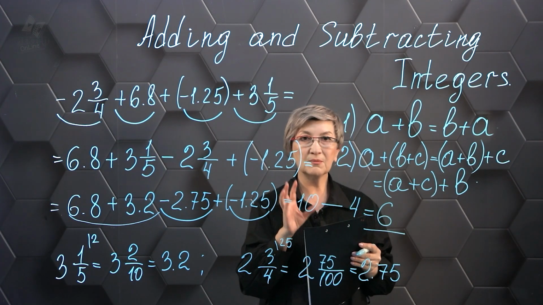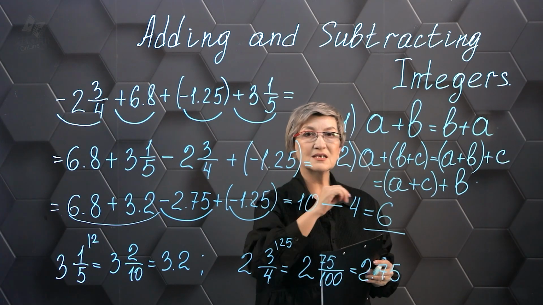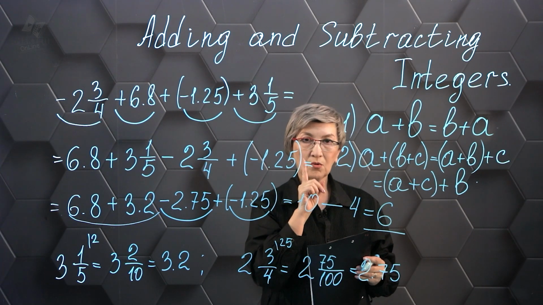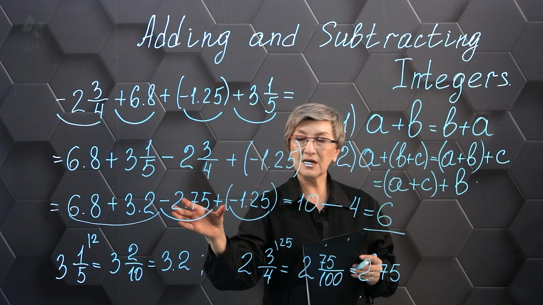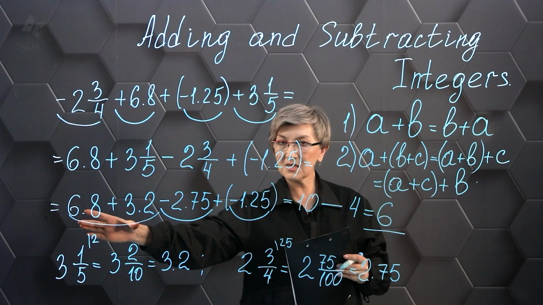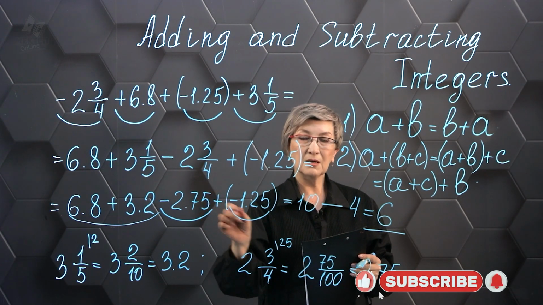In solving this example, I used the transposition property and the combinatorial property. But at the same time, I did not forget the rules of adding numbers with the same signs and with the same negative signs. And then I got the right answer.